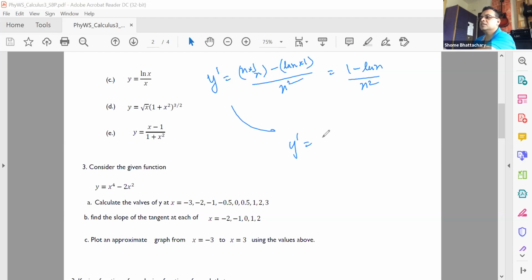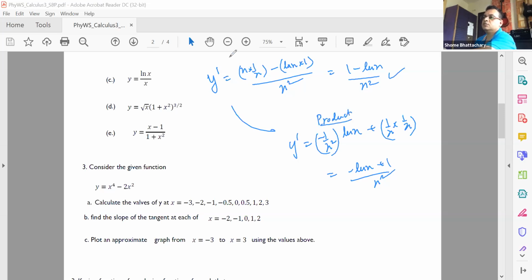Or you can also prove it with the product rule. The differentiation of 1 by x is minus 1 by x square, into ln x, plus the first function into the derivative of the second function, which is 1 by x. So you can see it is (minus ln x plus 1) by x square, which is the same thing. You can even show that it's equivalent by both methods. This is by product rule, and this is by quotient rule.